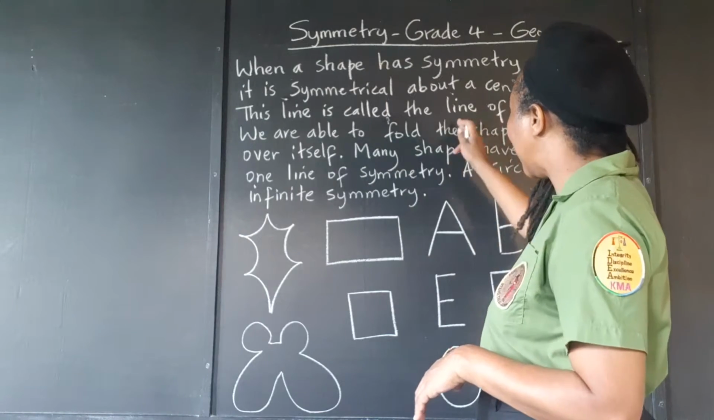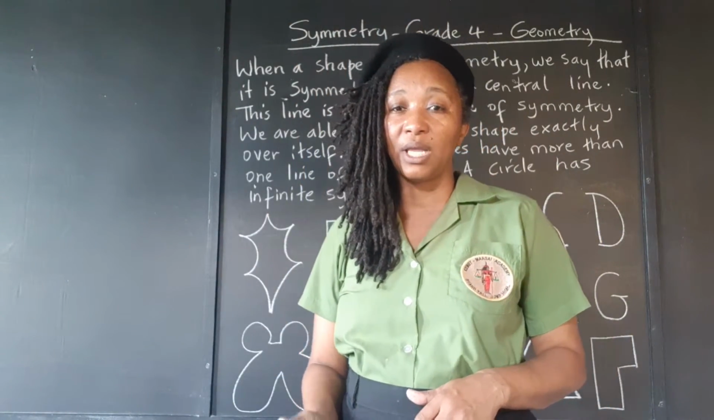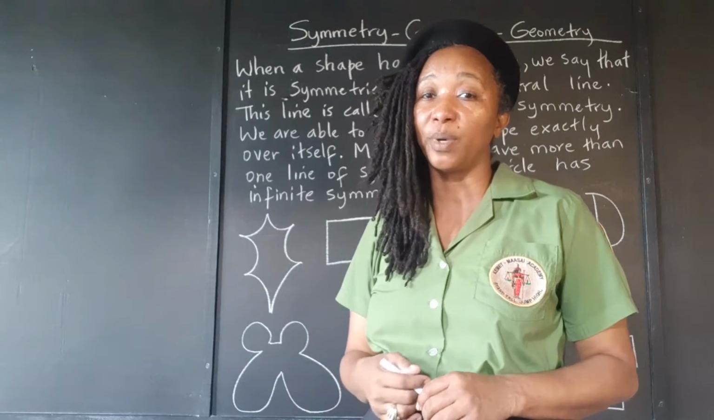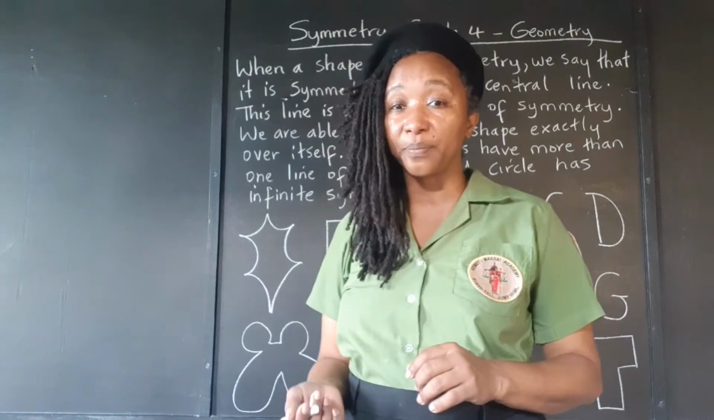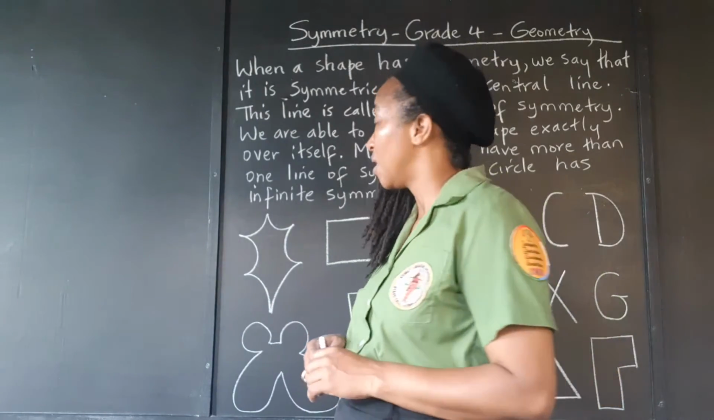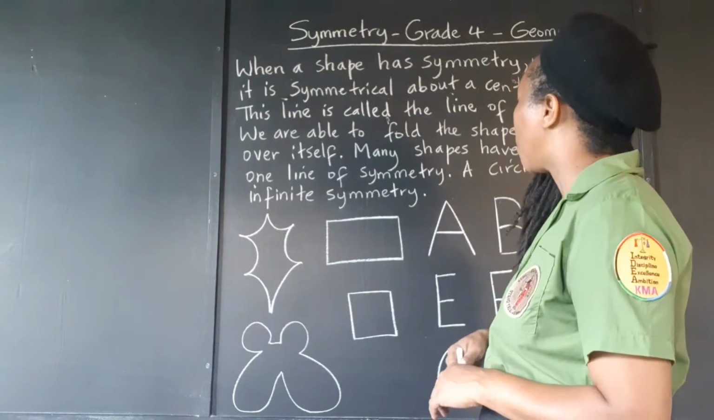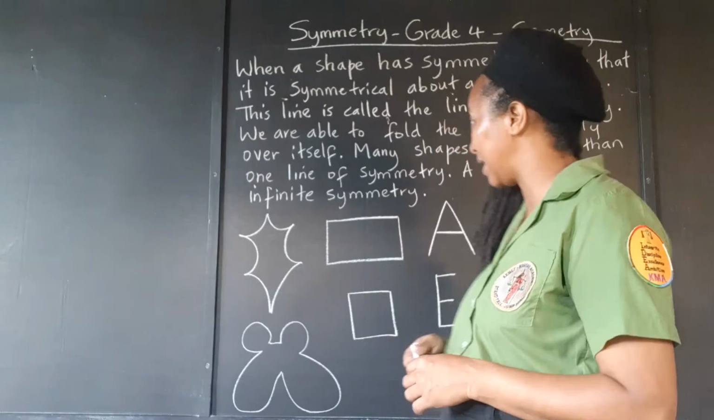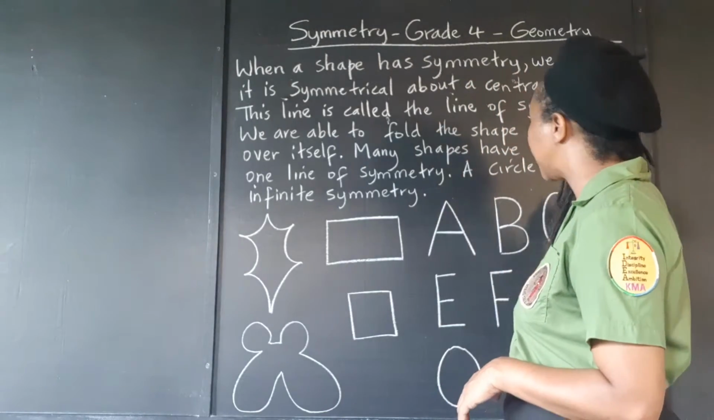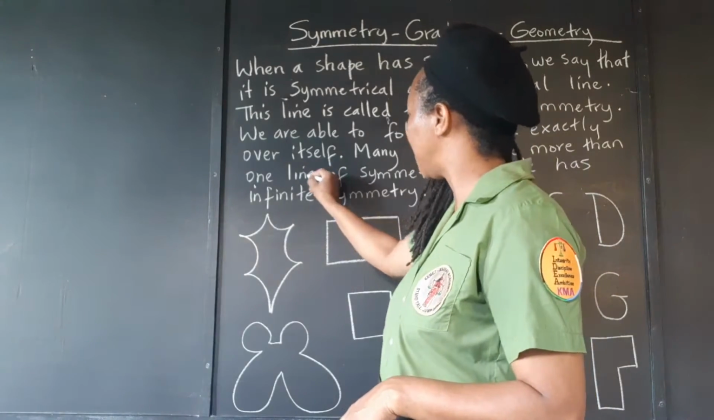So this line that we are able to draw halfway through in any direction, because remember we're saying some objects can have more than one line of symmetry, this line is called the line of symmetry. We're able to fold the shape exactly over itself along that line. Many shapes have more than one line of symmetry.